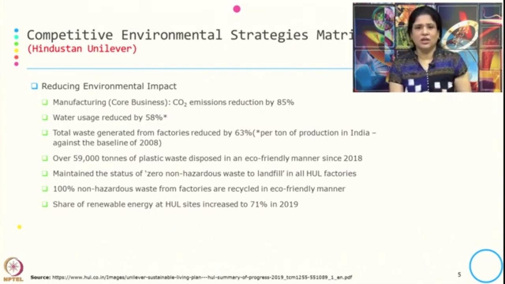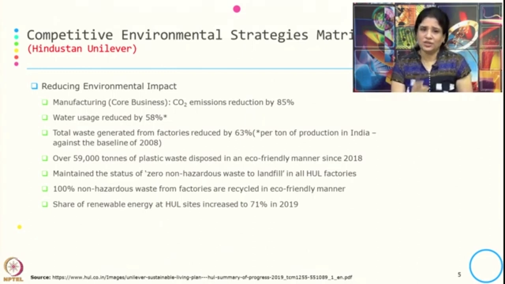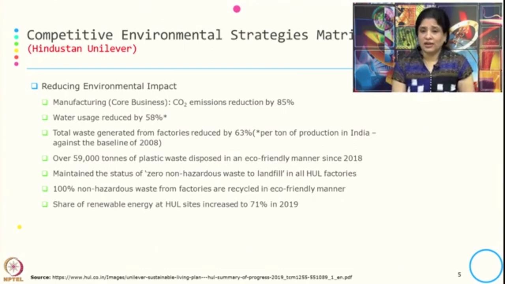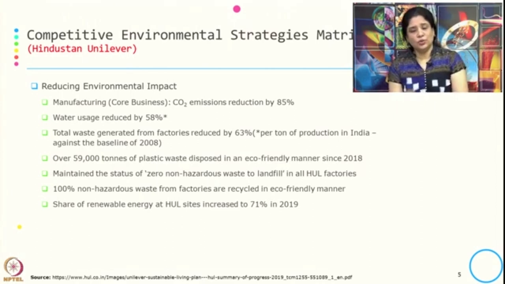They have reduced CO2 emission by 85% and water usage by 58%. This is with a base per ton or a specific year. Then the total waste generated from factories reduced by 63% per ton of production in India against the baseline of 2008. Then 59 tons of plastic waste was disposed of in an eco-friendly manner since 2018.